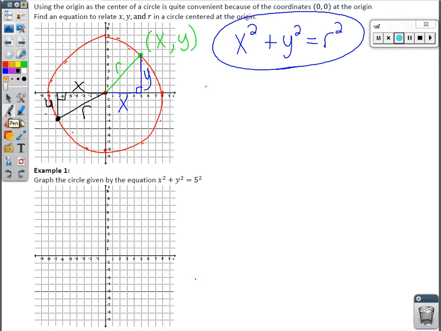All right, example 1. Graph the circle given by the equation x squared plus y squared equals 5 squared. Well, when we have our circle centered at the point 0, 0, then if we have that 5 squared there, that means that it has a radius of 5 from the center. So we can draw this very simply by just drawing all the points that are 5 units away, have a radius of 5 from the center. Those 4 are nice and easy, but again, we could plot all kinds of them. We can then just draw a circle going through all of those points.